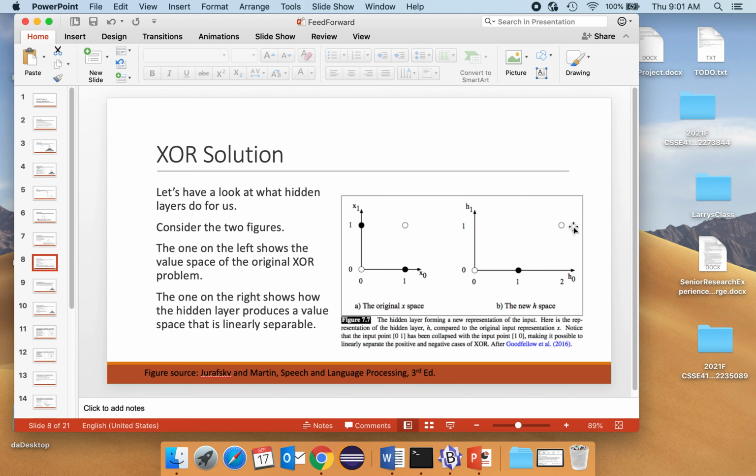So that's what the final output unit does. It enables us to linearly separate these things. So I thought that was a really fascinating way of visualizing what these multi-layer feed-forward networks are doing for you.